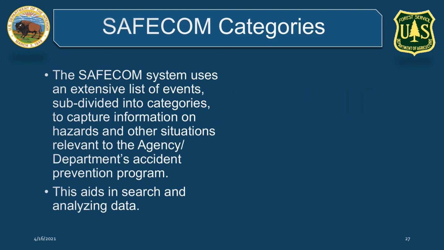The SAFECOM system uses an extensive list of events, and they're subdivided into categories to capture information on hazards and other situations relevant to the agency and department's accident prevention program. This really aids in searching and analyzing the data that is submitted.